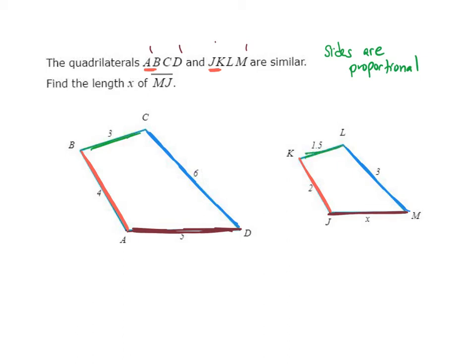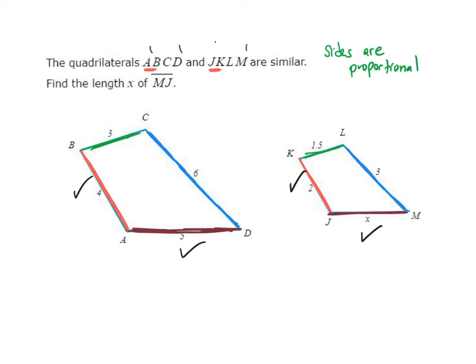Now to do this problem, you actually don't need all this information. Really, you only need a couple sides. You need the sides that deal with your variable, so I'll need the X and the 5. And then I just need one other pair of sides. On this one, all the other sides are filled out, so I'm just going to pick the 2 and the 4.